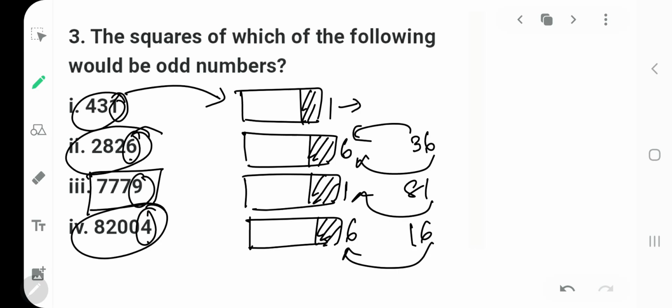Now whether they are odd or even: 1 is odd, so I'll write this is an odd number. 6 is even, so I'll say the square will be an even number. Again 1 is odd, so this will be an odd number. Again 6 is even, so the square is an even number. So those whose square's last digit is odd, that complete square will be an odd number. If the last digit is even, the complete square will be an even number.